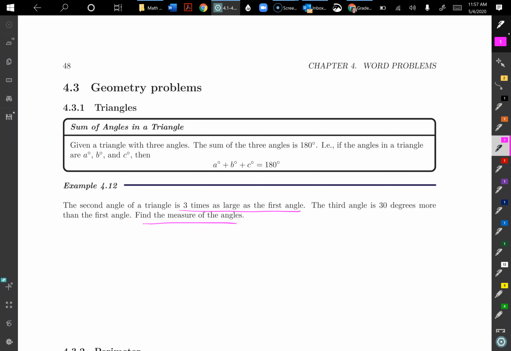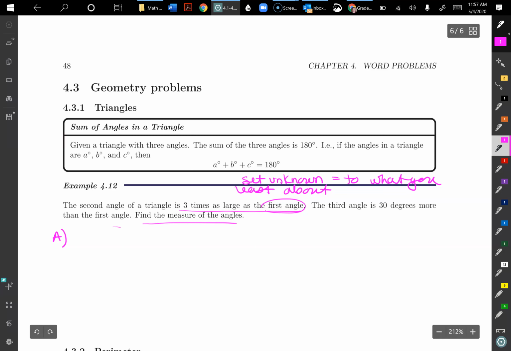So I am trying to find a bunch of things, but I want to set my unknown. So I have to declare my unknown. I'm going to declare my unknown to be the thing I know the least about, which is the first angle. You might want to jot a note down there: set unknown equal to what you know least about. It's less distracting, and then everything else is referencing that first angle, right?